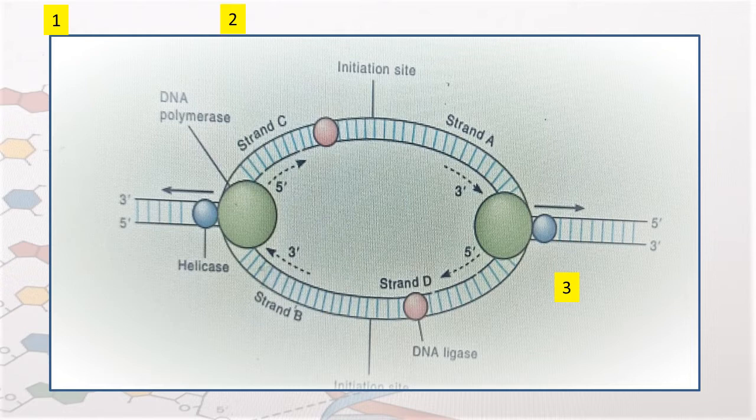And this is the diagram showing the replication of DNA. This is the DNA, and the important enzyme which is known as DNA polymerase actually initiates the process of DNA replication. And this is the initiation site. Another important enzyme which is required for DNA replication is DNA ligase, which actually joins together the fragments of the DNA.